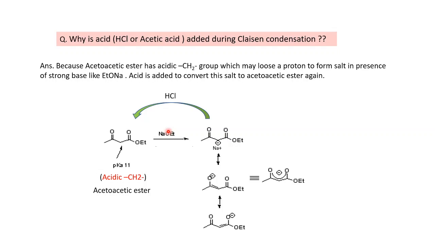in the reaction mixture, what will happen? What may happen? This base may abstract a proton from here and it will form a carbanion. So in order to convert this carbanion into ethyl acetoacetate, acid is added. So this is how this reaction goes.